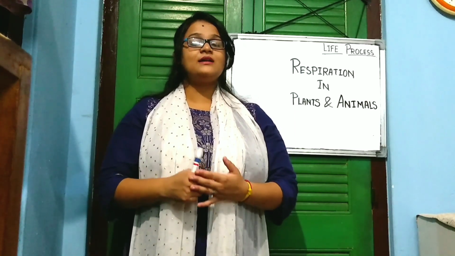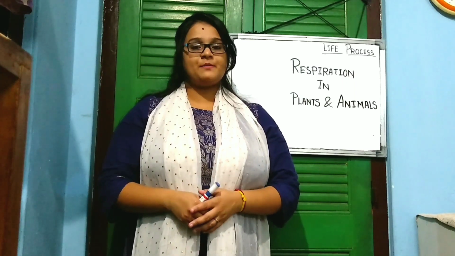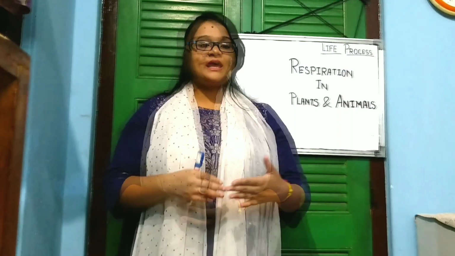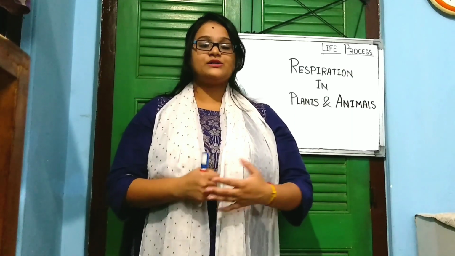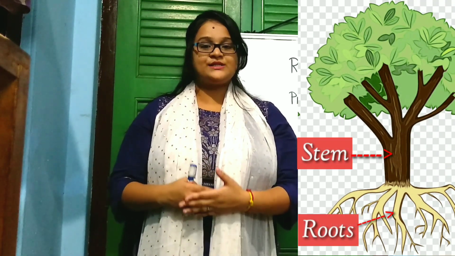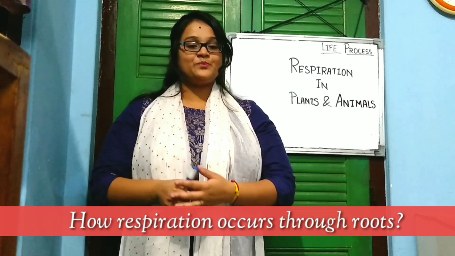In previous class, we have discussed about aerobic and anaerobic respiration. But in today's class, we're going to discuss about respiration in plants and in animals. In plants, respiration occurs through different parts of the plant like stem, roots and leaves. Now, how does respiration occur through root?